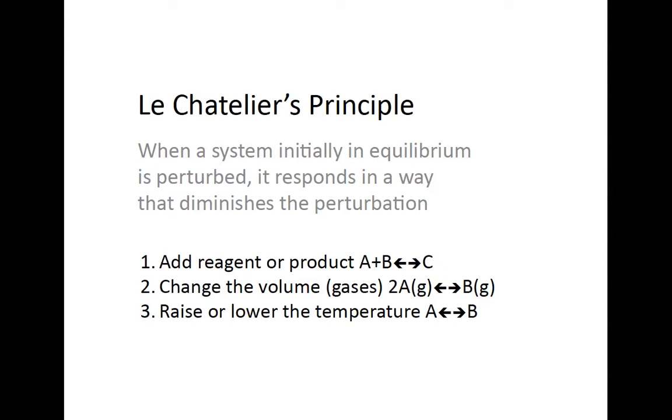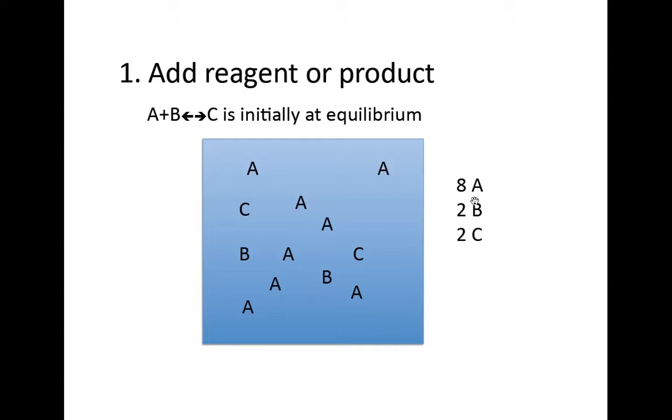So the statement I have here for the principle is that when a system initially in equilibrium is perturbed, it responds in a way that diminishes the perturbation. As we go through these three examples, adding a reagent, changing the volume, or changing the temperature of a system in equilibrium, you'll want to look for what the initial equilibrium state was, how it was perturbed, and then how the system responded in a way that did diminish that perturbation. So here's the first one.